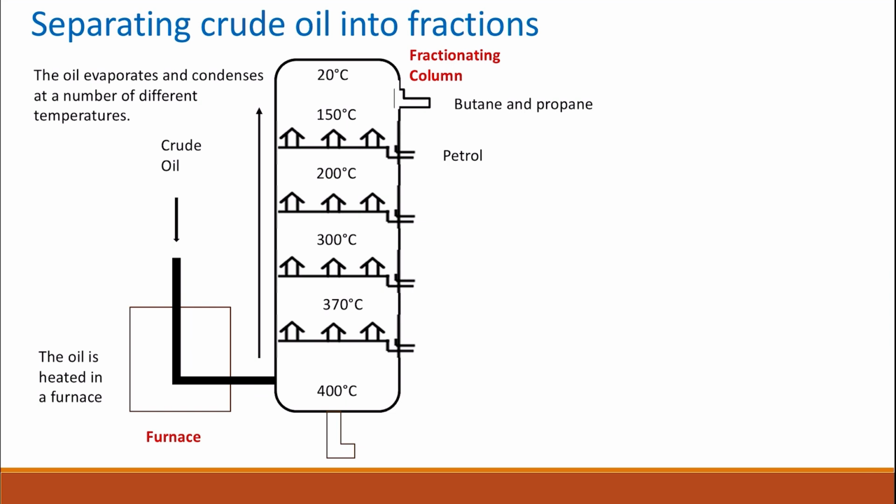As you go down, the different fractions will be separated based on their boiling points, and usually hydrocarbons which have a similar number of carbon atoms will have similar boiling points, so they can be separated as fractions. So there is petrol and then kerosene, diesel, and fuel oil.